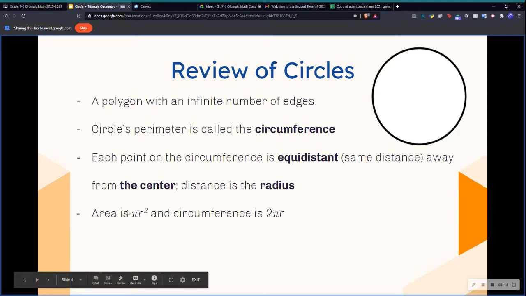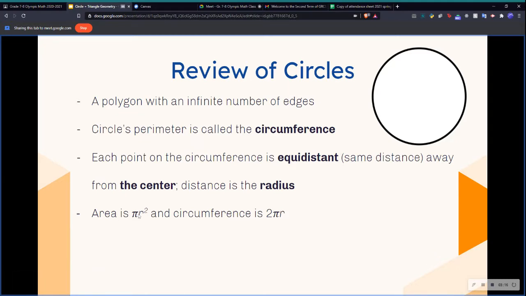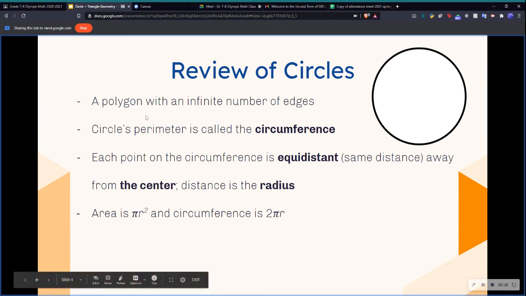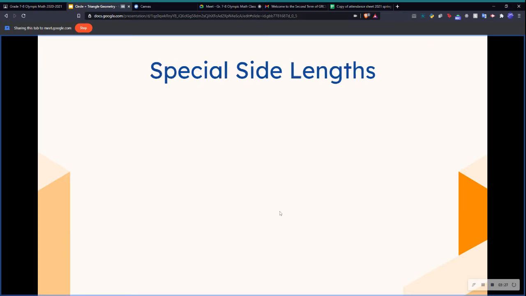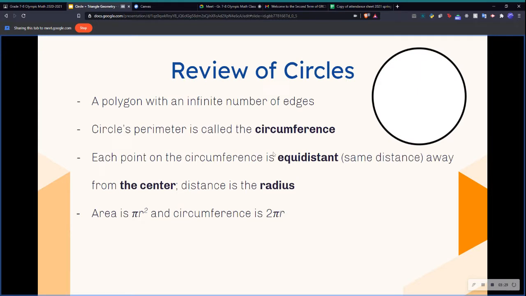Hopefully you guys know what pi is. It's a special decimal number. So area is pi r squared, and then the circumference, remember the perimeter of the circle, is 2 pi r. And these terms are multiplied together. Any questions about this slide?